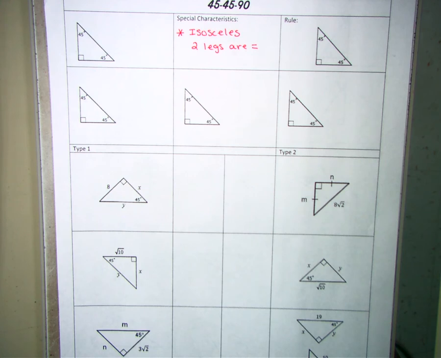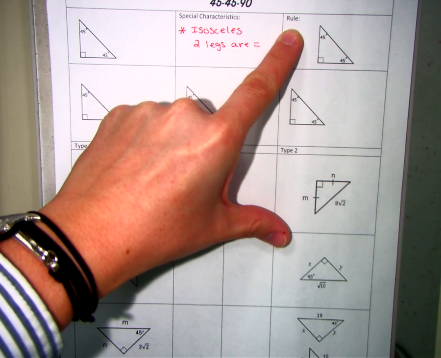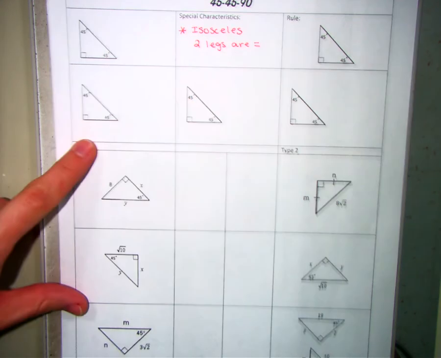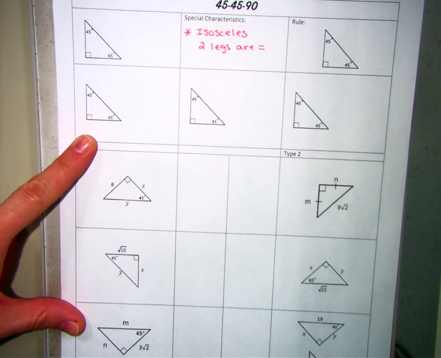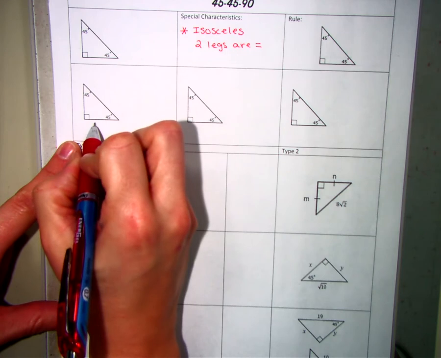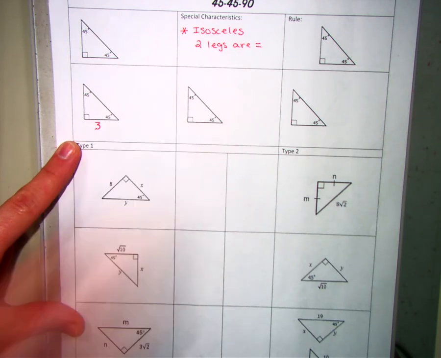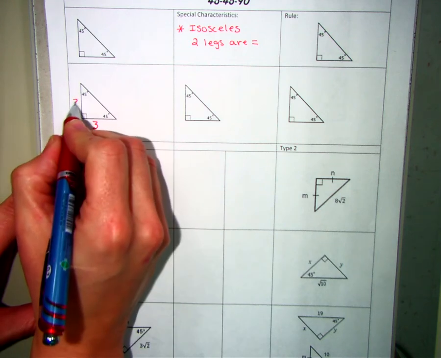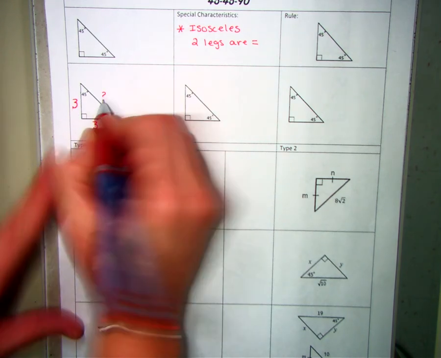There's a rule for these kinds of triangles, but I'm not going to tell it to you. I'm going to make you figure it out. So what we're going to do is I have an example down here. I'm going to pick a number. Let's say I pick the number 3. So this side of the triangle is 3. If that side is 3, then this side would be 3, right? So my question is, what's the hypotenuse?